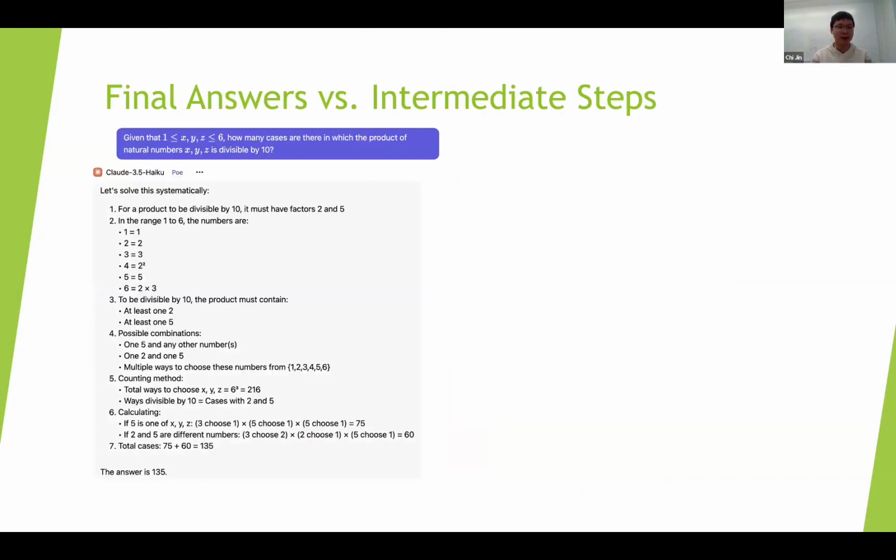This is an example where we ask a mathematical problem to one of the state-of-the-art models, like Claude 3.5. And this is the answer it gets. It provides a bunch of reasoning steps, first step, second step, until the seventh step, and eventually tells you the final answer.